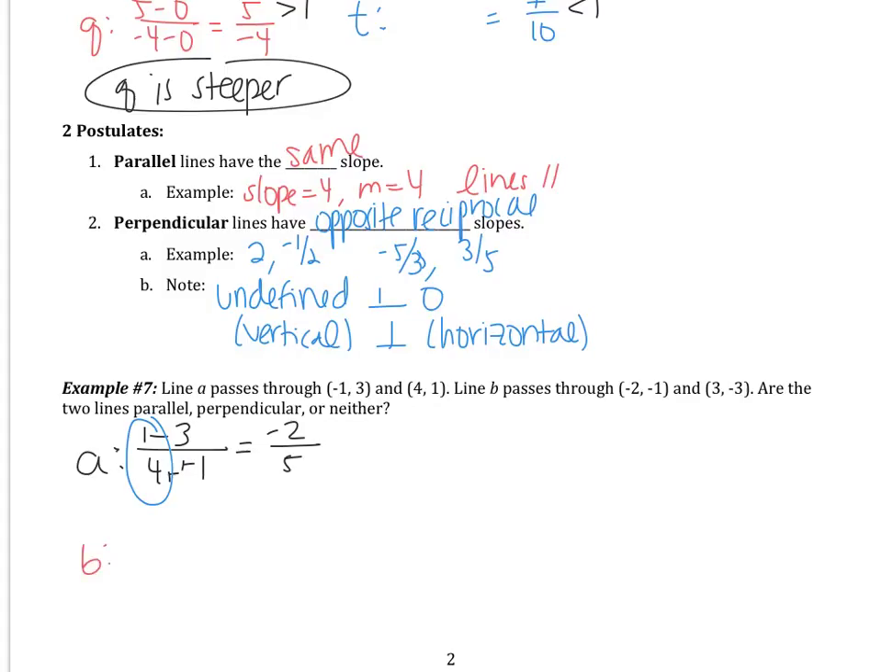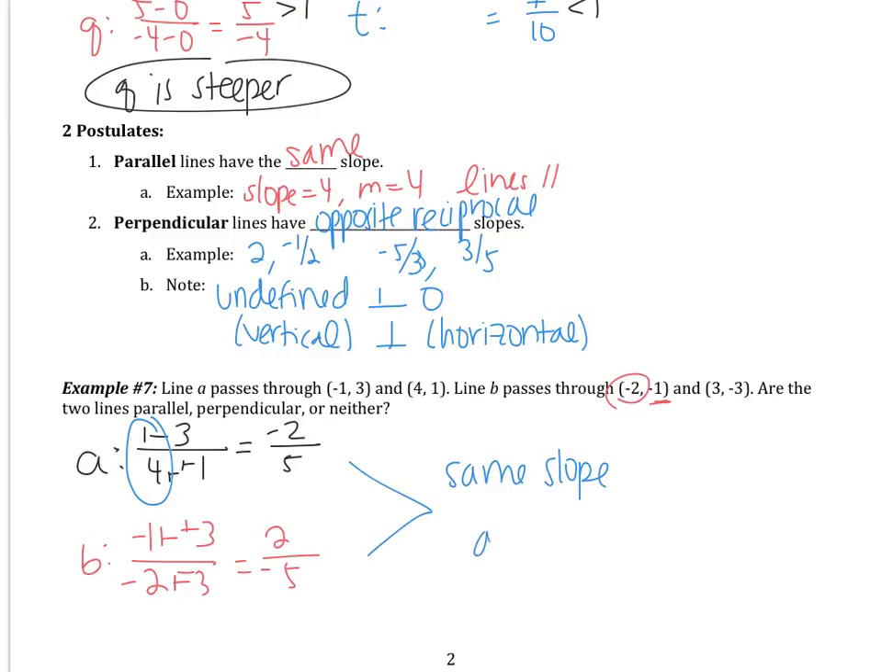Okay, line B now. I'm going to do -1 subtract -3. Because negative 1 came first in the numerator, negative 2 has to come first in the denominator. Subtract 3. This is like adding a positive, so that's going to be 2 over, adding a negative, 2 over negative 5. Okay, now I notice I have the same slope. This means that A is parallel to B. So again, this should be a review of something that you did last year. Okay, let's keep going. So flip the page, please.